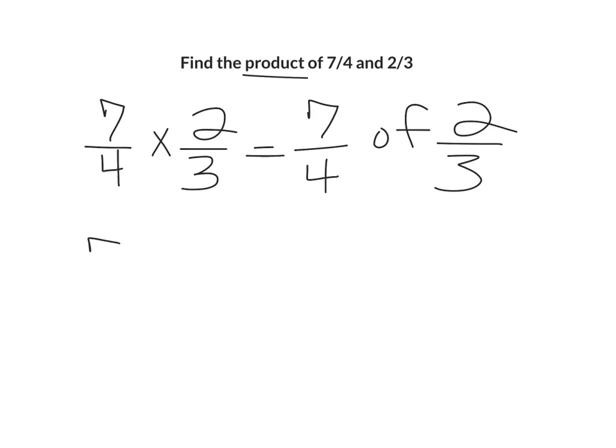And for those of you that remember, there's another fun way that we can write multiplication. We can show it with a large dot. It's not a decimal. It's a large dot right in between the two fractions.